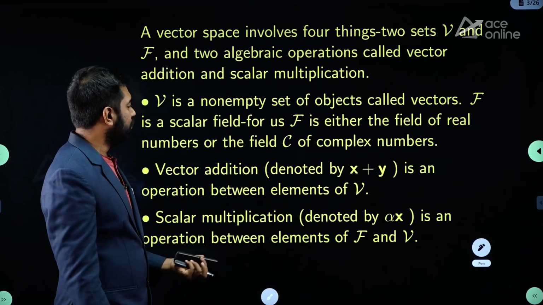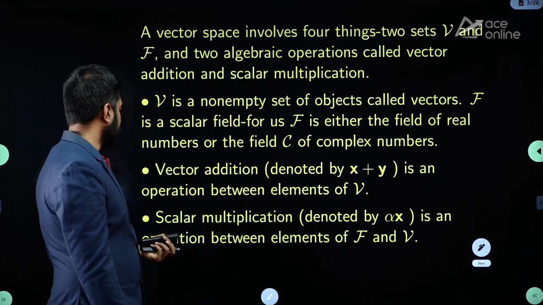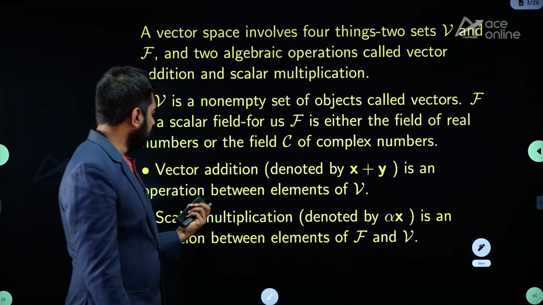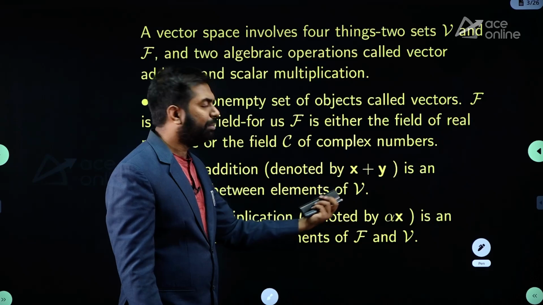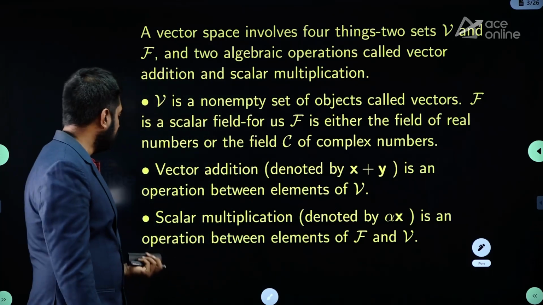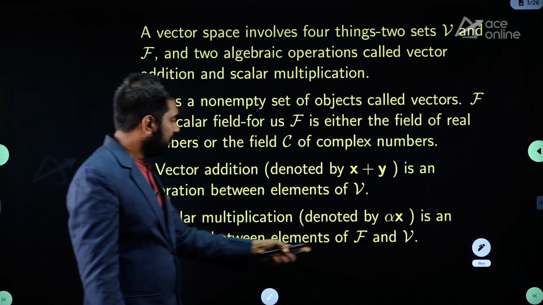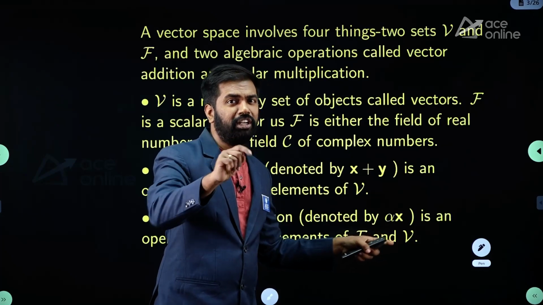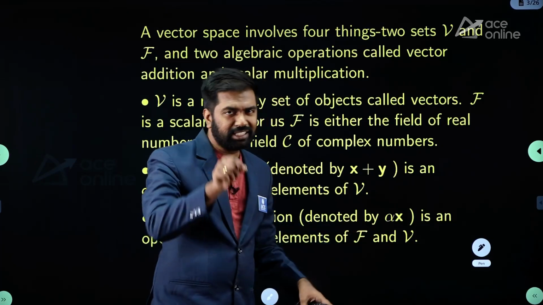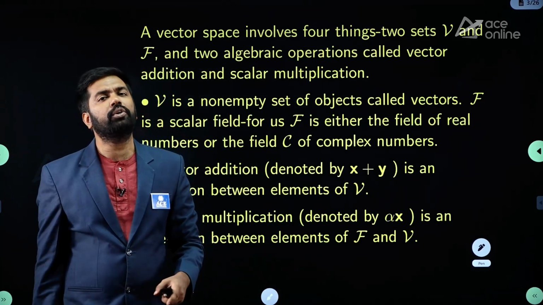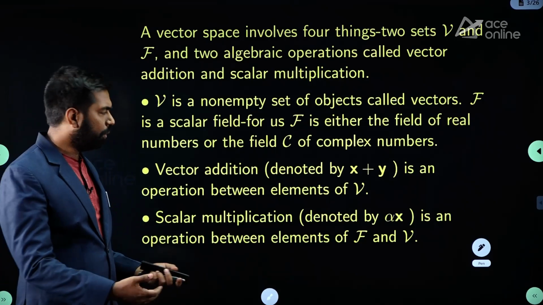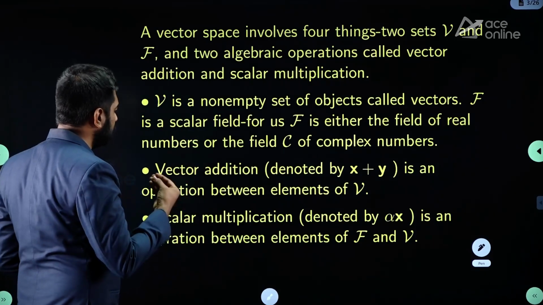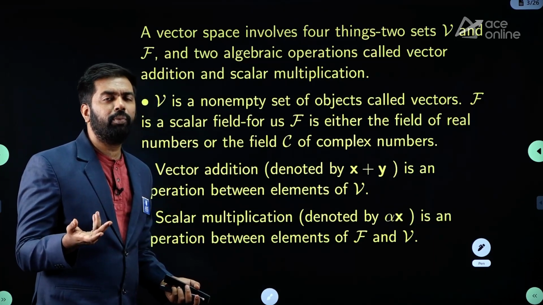Next, vector addition, which is denoted as x plus y. It is a vector addition operation between the elements of the set V. And then scalar multiplication, where alpha comes from the set of real numbers and x is a vector from the given set V. These are the four things you need to know before you learn about vector space.